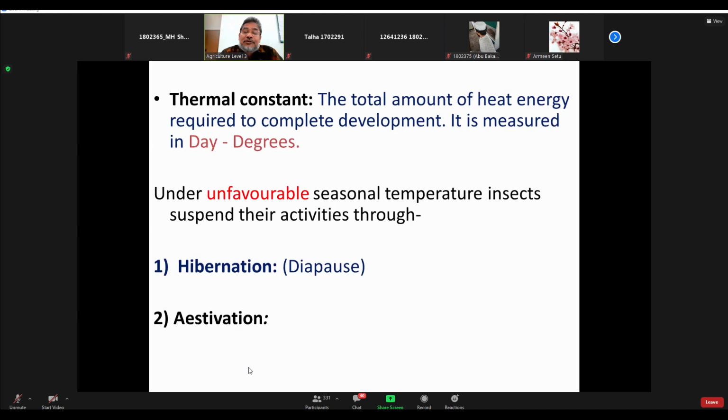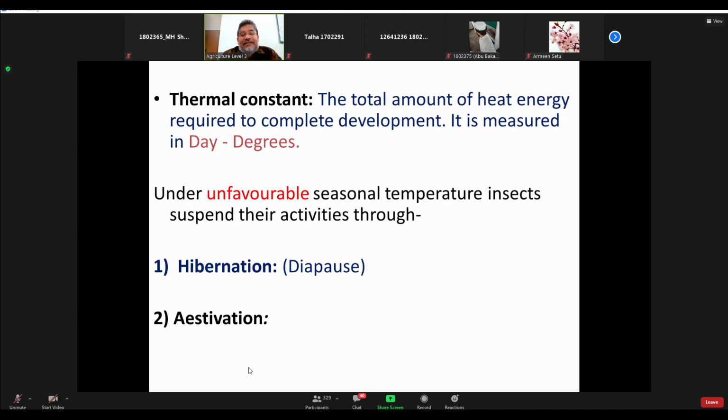Okay. So, for example, this is winter. If you go to the field in Bangladesh, to many crop fields, you will not see many insects. Where have they gone now?